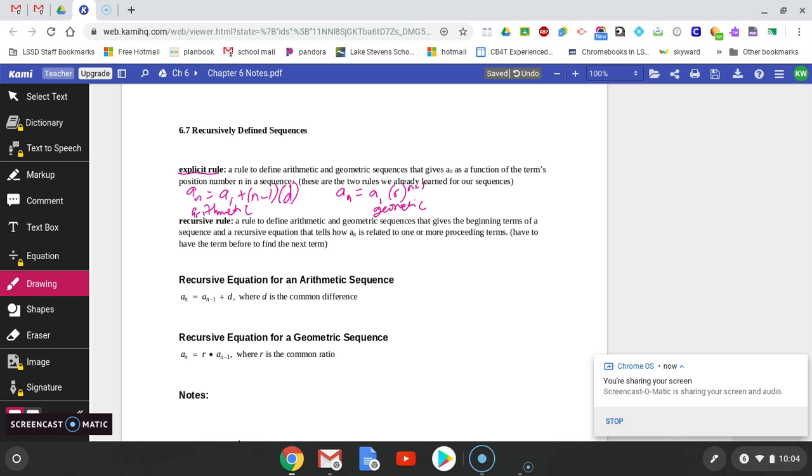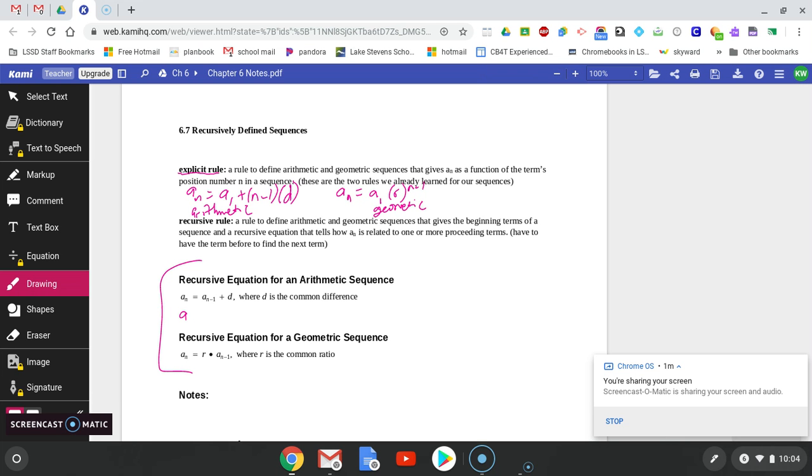So today we're going to learn two recursive rules. The two recursive rules are down here for both arithmetic and geometric sequences. So it's a rule to define arithmetic and geometric sequences that gives the beginning terms of a sequence, and they're in a recursive equation that tells how the next term is found or how it relates to the preceding terms. When you're writing your recursive rule, you have two parts. So you're going to have to write the part that I have listed here, a sub n is equal to a sub n minus 1 plus d.